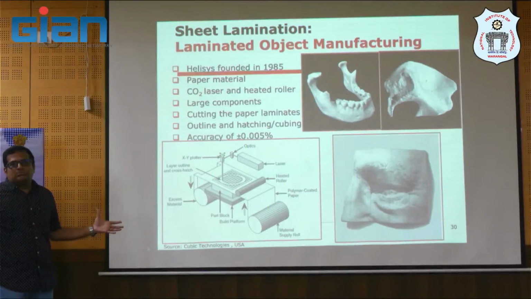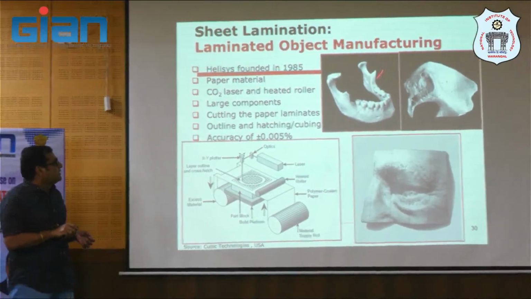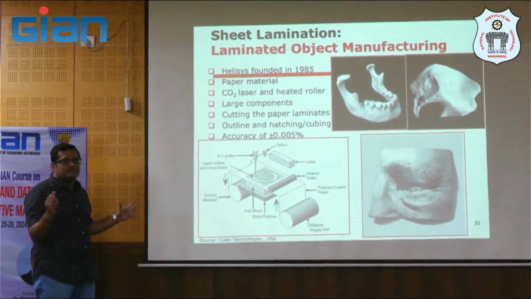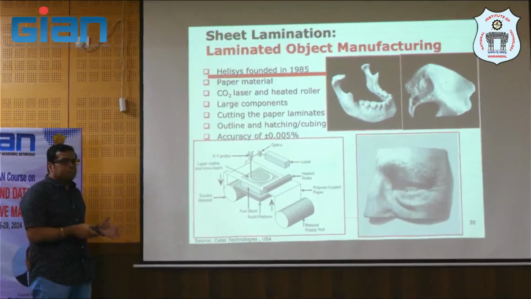And if you have a very big sized anatomy, yes, you can make use of a laminated object manufacturing system, so you can make big sized, say, body parts.